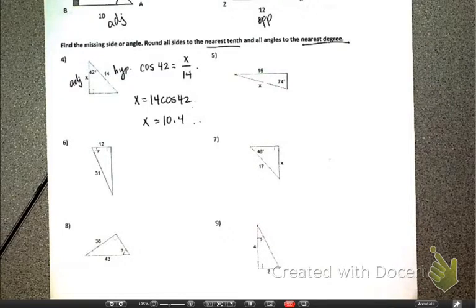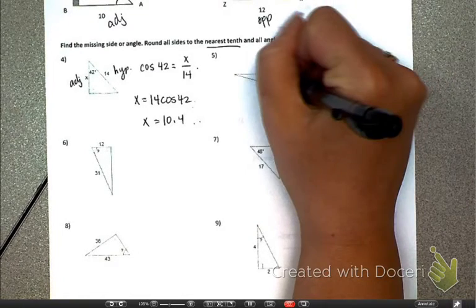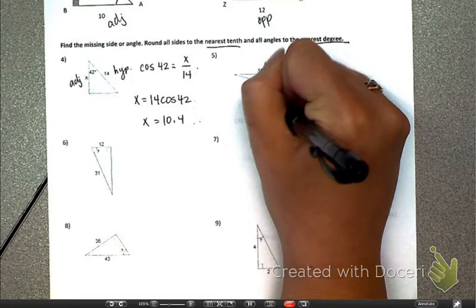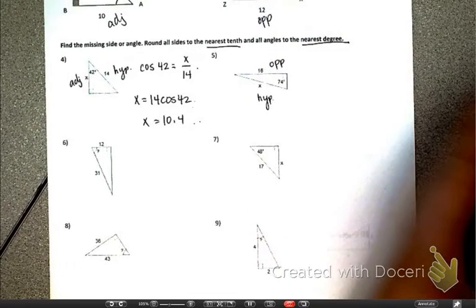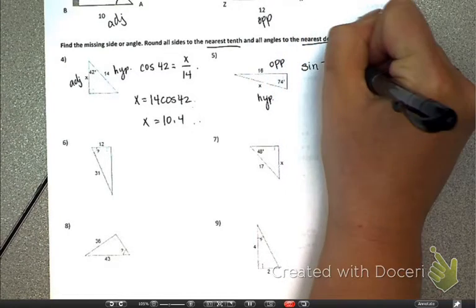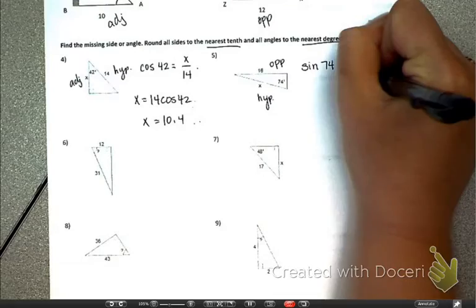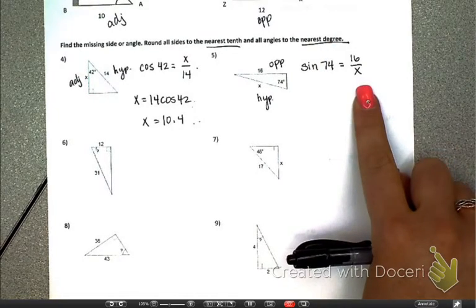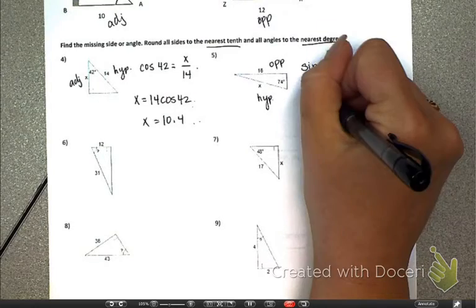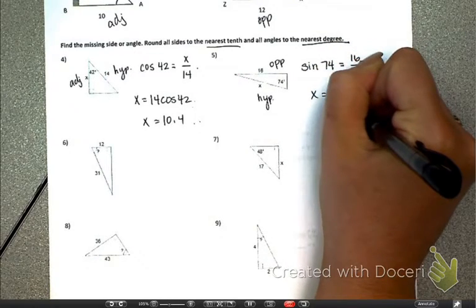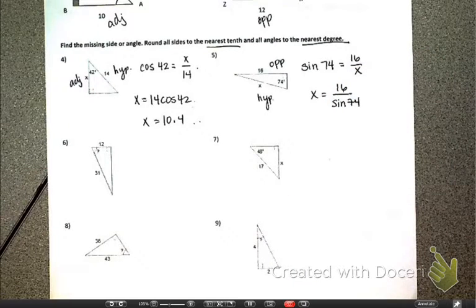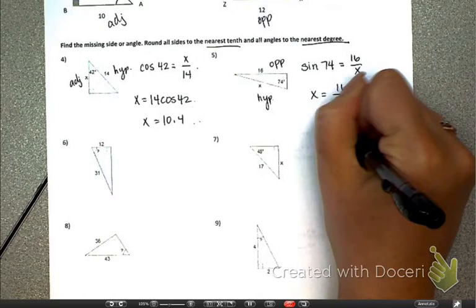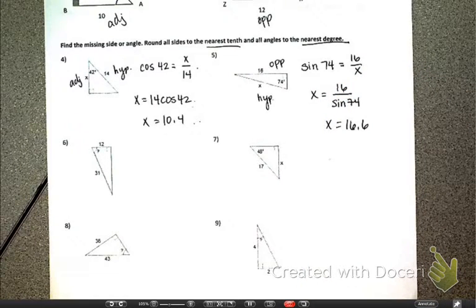Number 5, I'm also solving for a side length. Here I have the opposite and the hypotenuse, which is sine. So the sine of 74 equals the opposite over the hypotenuse. What happens when the variable's on the bottom? Flip and divide. Flip and divide. So 16 divided by the sine of 74 is 16.6. Make sure you are rounding appropriately as well.